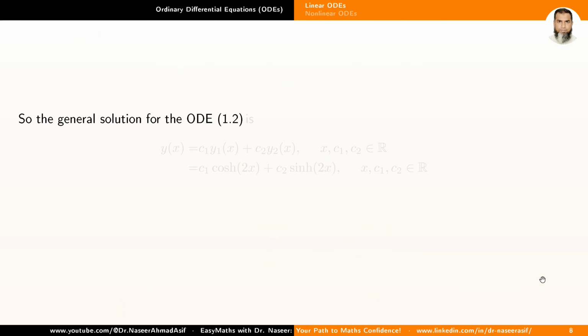So the general solution for the ODE 1.2 is y of x equals c1 y1 of x plus c2 y2 of x, where x belongs to R and c1, c2 are arbitrary constants. So y of x equals c1 cosine hyperbolic 2x plus c2 sine hyperbolic 2x, where x belongs to R and c1, c2 are arbitrary constants, which is the required general solution of the given second order linear ODE.